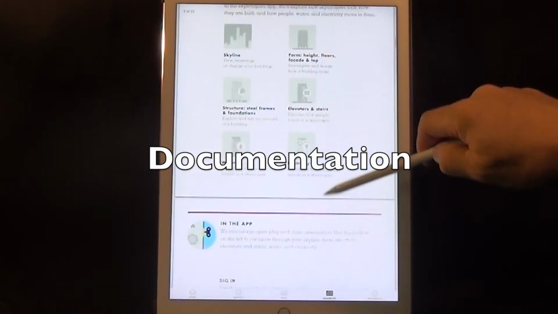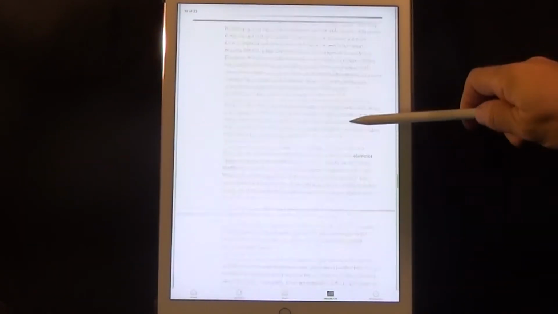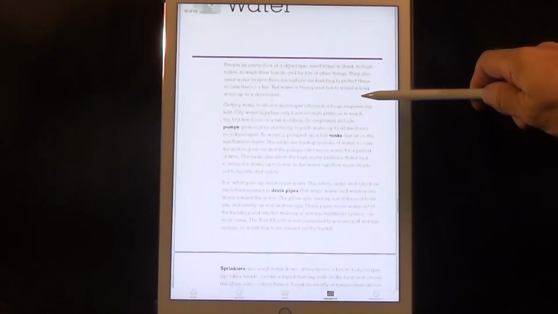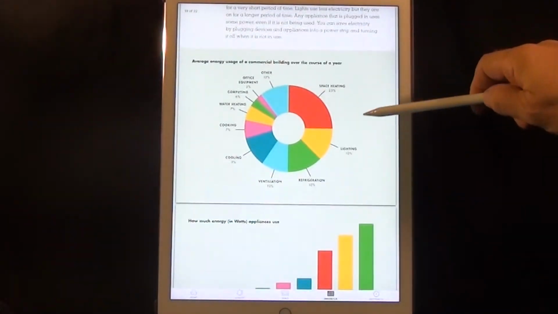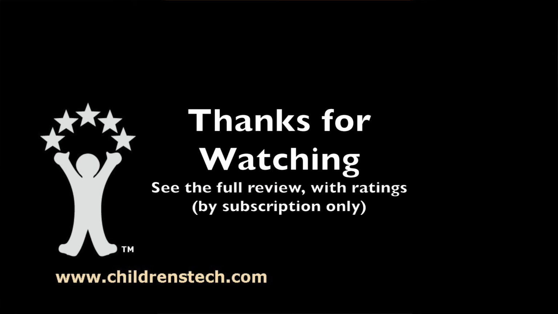Also, don't miss the documentation that's hidden in the different profiles. There's a lot of information about how skyscrapers and skyscraper systems work. If you're looking for a game or a simulation, you won't find it in this app, but what you will find is a lot of fascinating things for a child to explore, as in the other Tinybop apps.